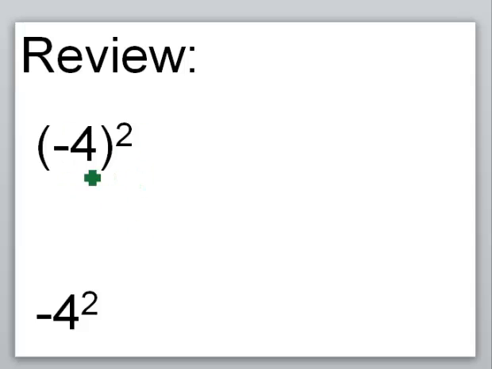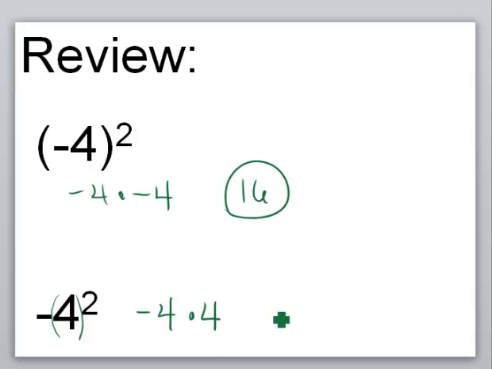This is telling you to write the -4 2 times. This does not have parentheses. The parentheses really are only around the 4. So we have -4 times 4. This gives us 16. And this gives us -16. So you can see the difference between the negatives being included in the parentheses and the other ones not.